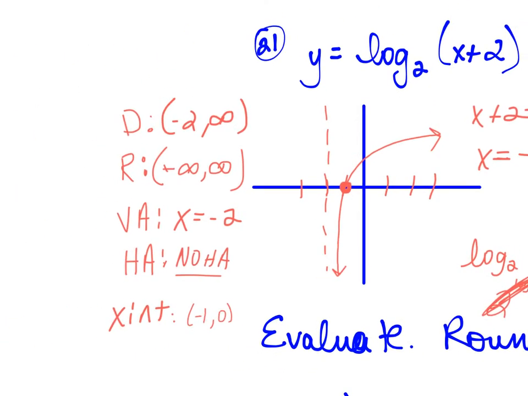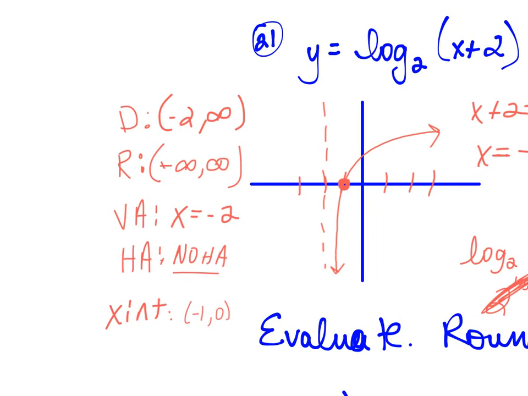So think about this. Look at your domain. You told me it was from -2 to positive infinity. Is that what you drew? Did you draw your asymptote? Did you draw your x-intercept? Good. You mean to write it like an ordered pair? For your x-intercept, you can either write x equals -1 or -1, 0 as an ordered pair. But if you just write -1, I'm marking it wrong.